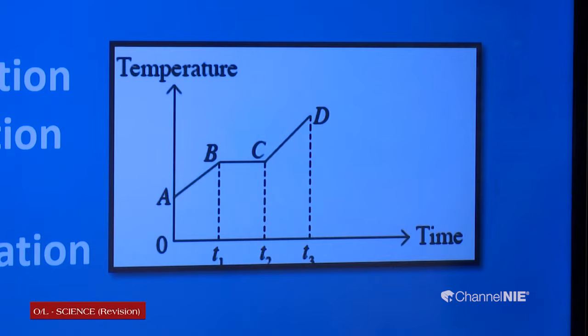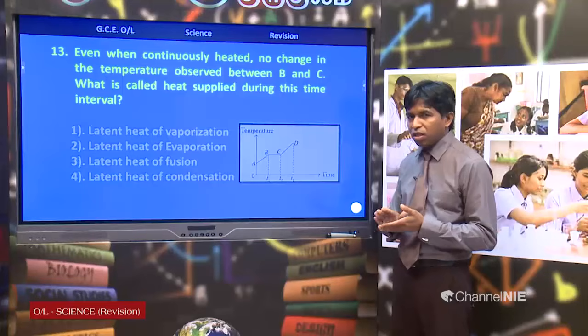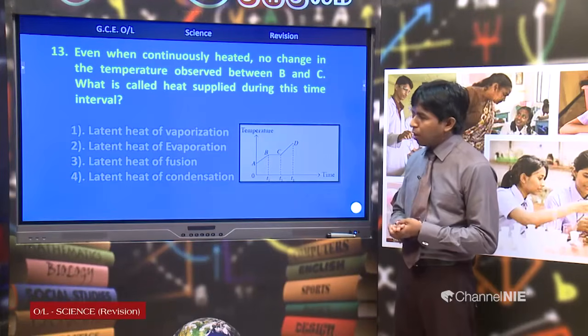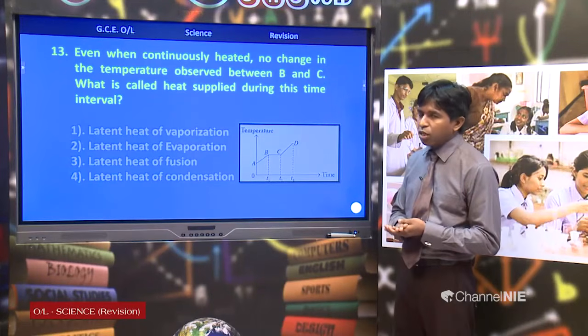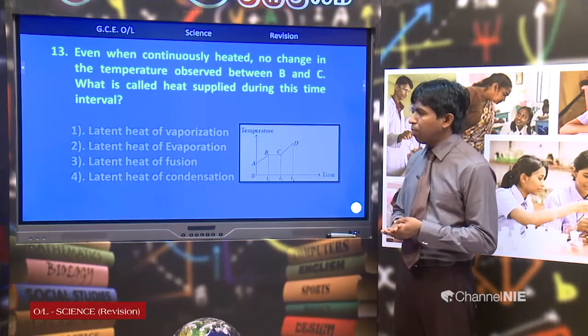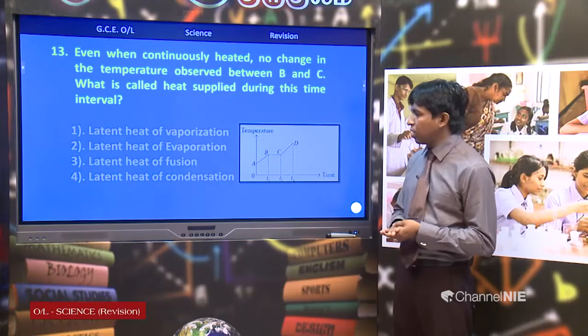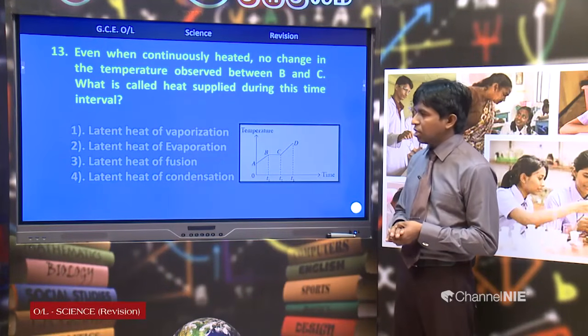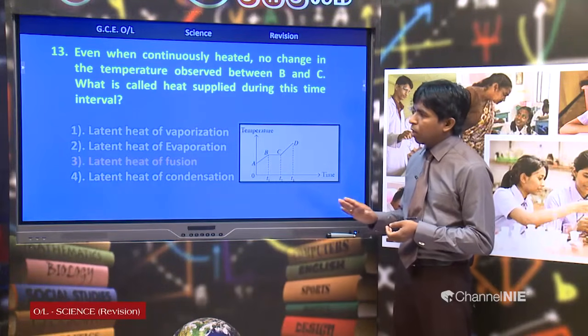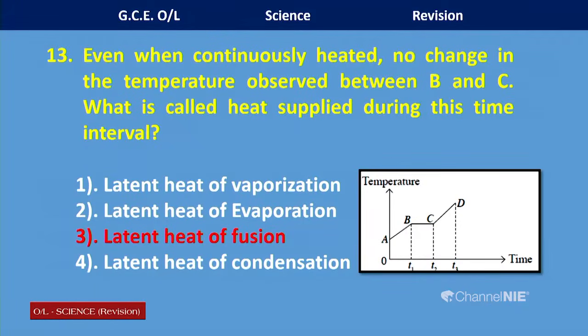Therefore, we call this latent heat. When you supply heat and there is no change in the temperature, we call that latent heat. And wax melts, so we call it fusion. So, we call it latent heat of fusion. The temperature does not change because of fusion, because of bond breaking, and that heat is called latent heat. But from A to B and C to D the temperature increases, therefore we can't call it latent heat. So, the answer for question number 13 is the third, latent heat of fusion. Question number 14.